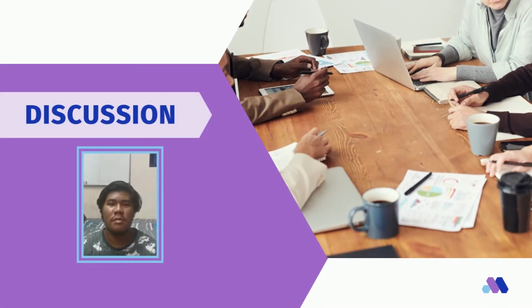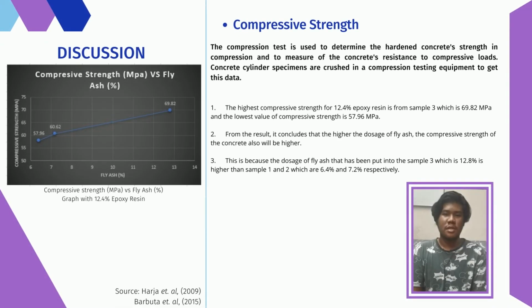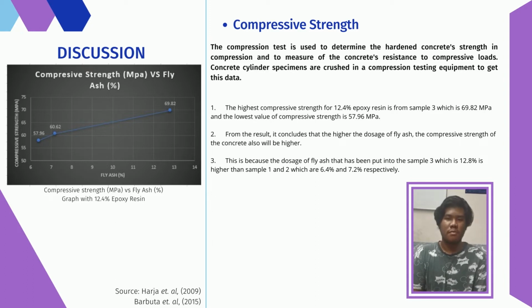Hello, my name is Ahmad Fitri Hakim and I'm going to talk about compressive strength, flexural strength and split strength of polymer concrete with 12.4% epoxy resin and with different dosage of fly ash. 3 samples have been tested, where sample 1 is 6.4%, sample 2 is 7.2% and sample 3 is 12.8% of fly ash dosage. The first graph represents compressive strength versus fly ash for 12.4% of epoxy resin.